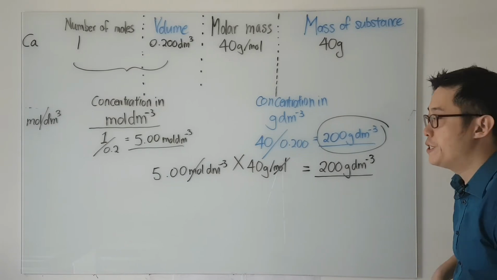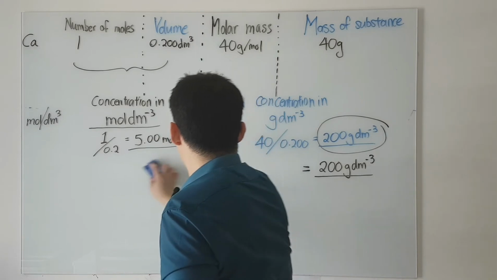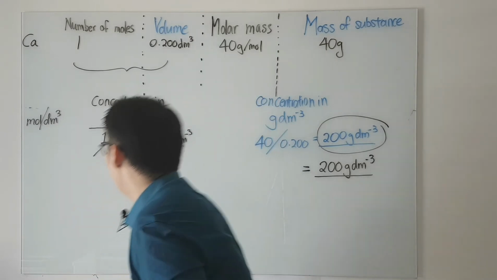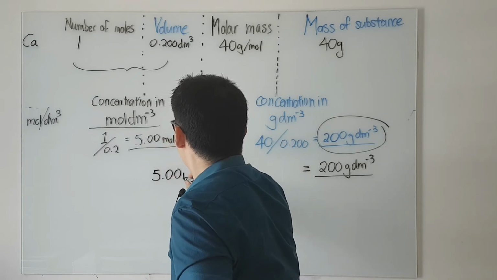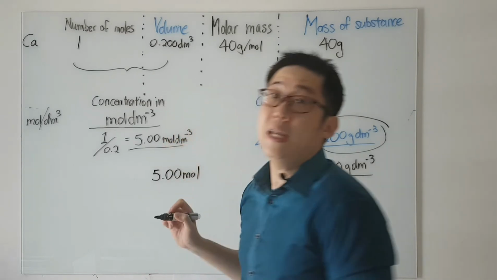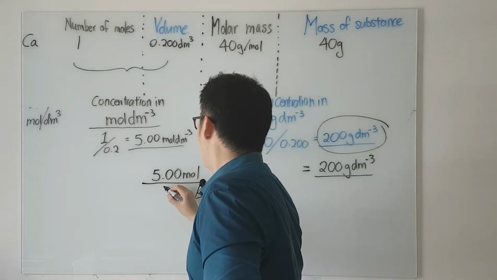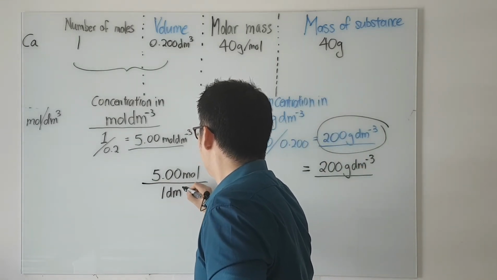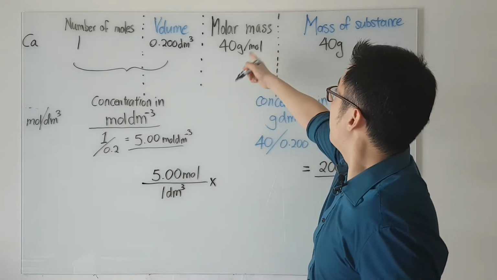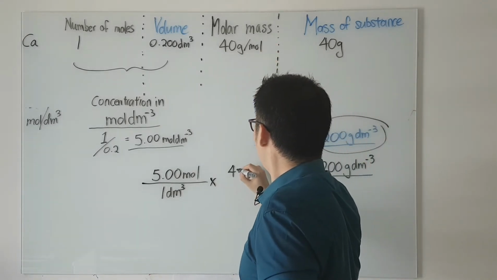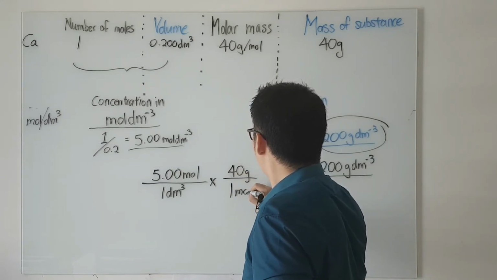Now, students, just in case it is not obvious to you how the moles cancel out, let me do this in a clearer way. 5.00 moles per dm cube, if I were to write this as a fraction, simply means over 1 dm cube. Now, if I were to multiply it with 40 grams per mole, it simply means 40 grams in 1 mole.